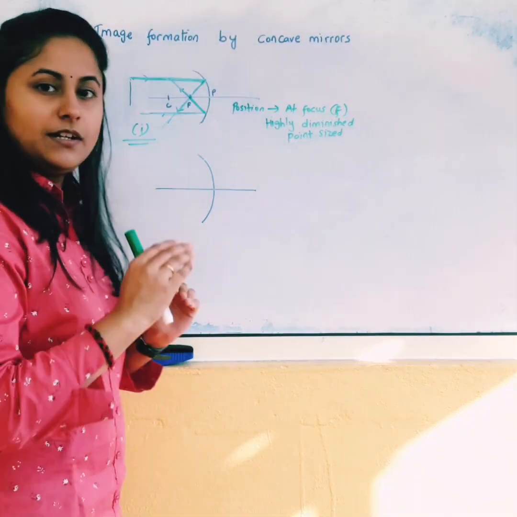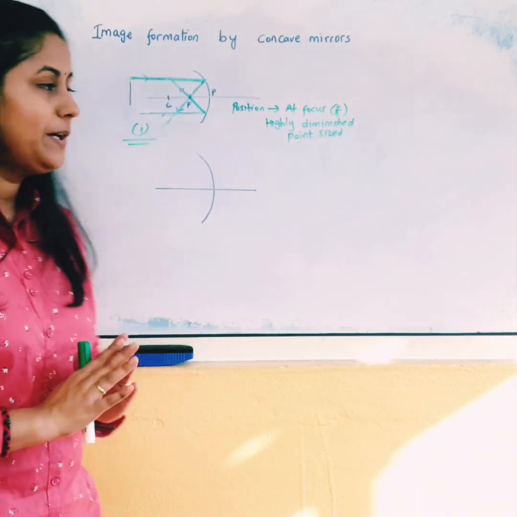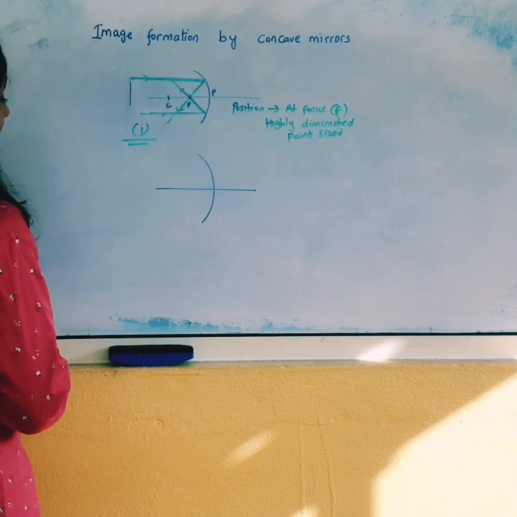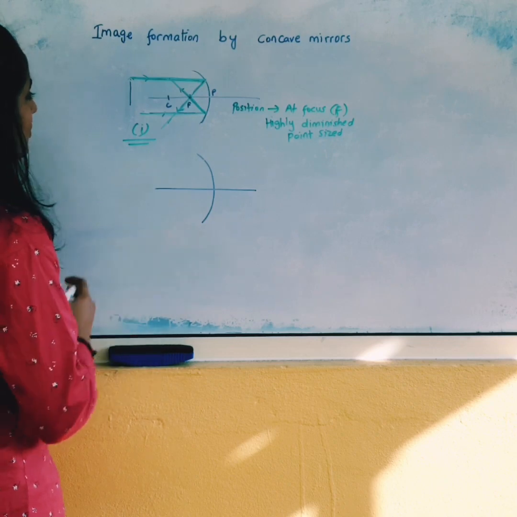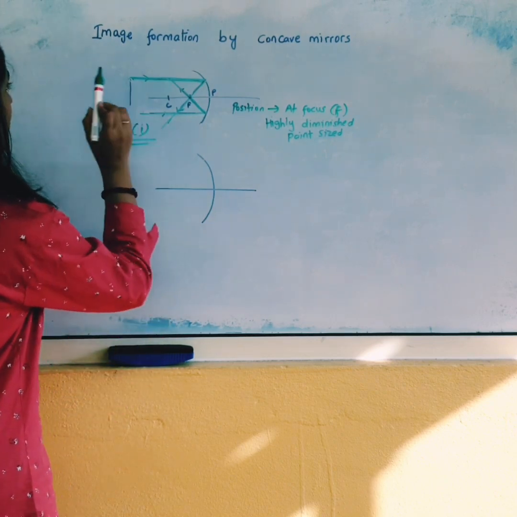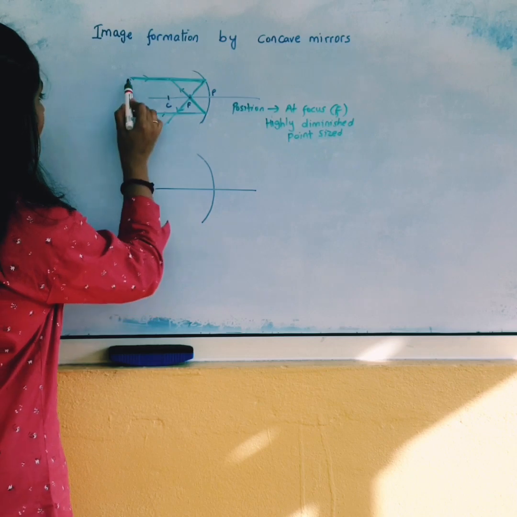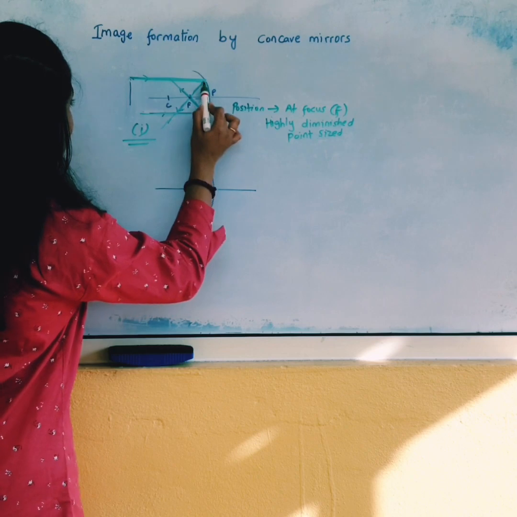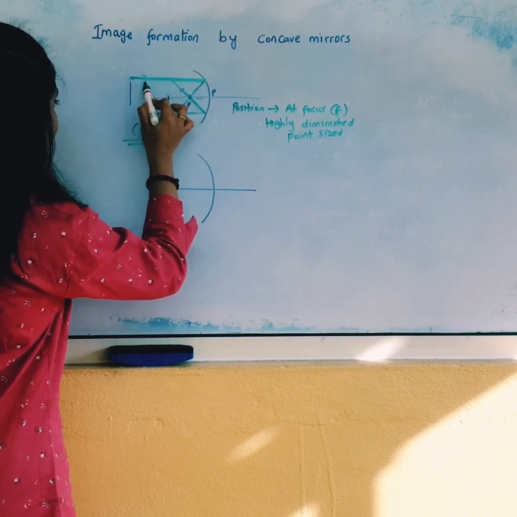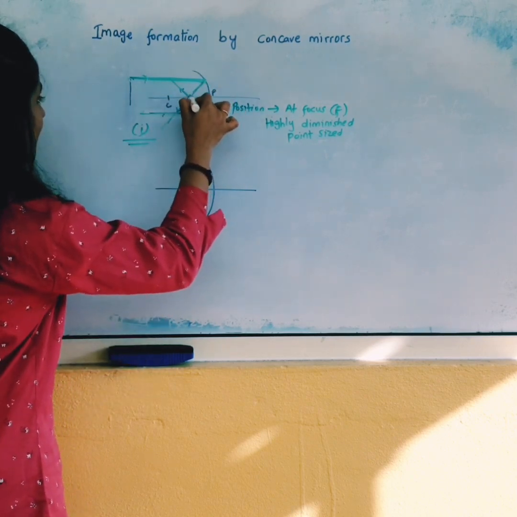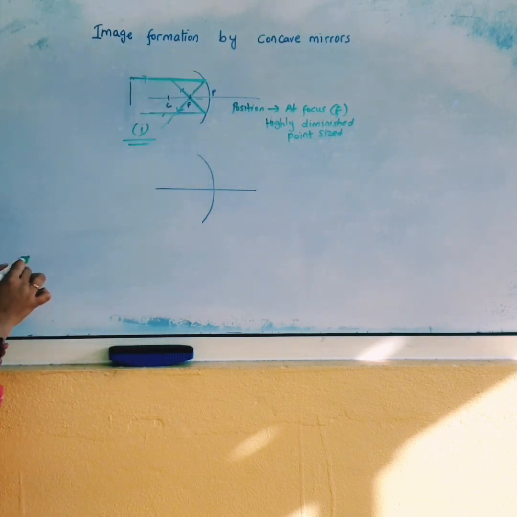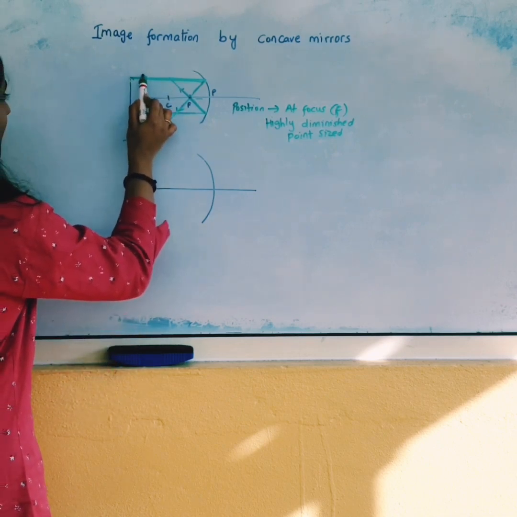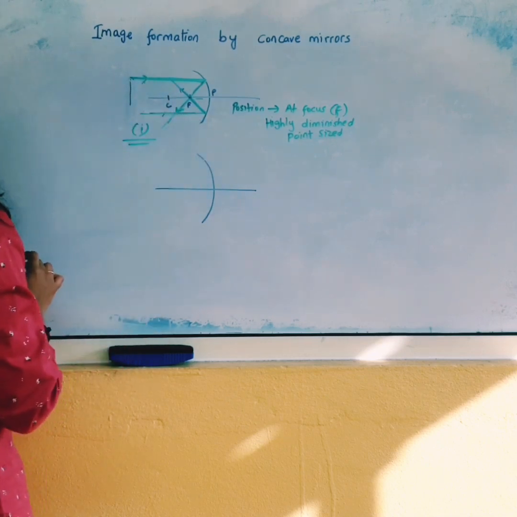In this case, the object is located at infinity, so the object is not located anywhere on the principal axis. Now, how will you locate the position of the image? Let's take the first case of the ray diagram, whereby the ray comes parallel to the principal axis, and after reflection it passes through the focus. So this is the path which this ray has taken.